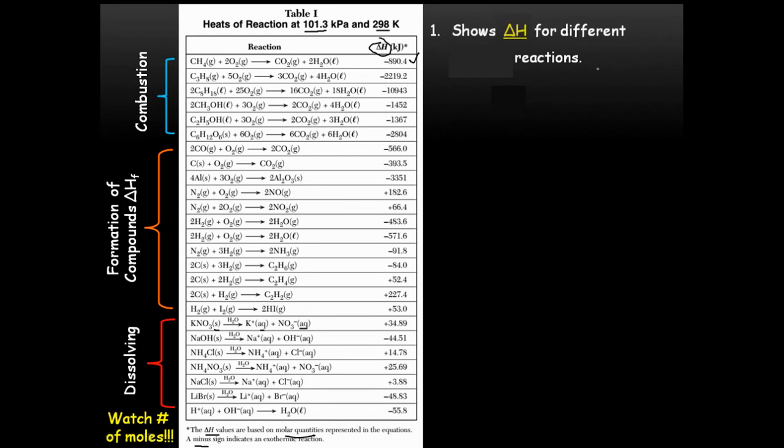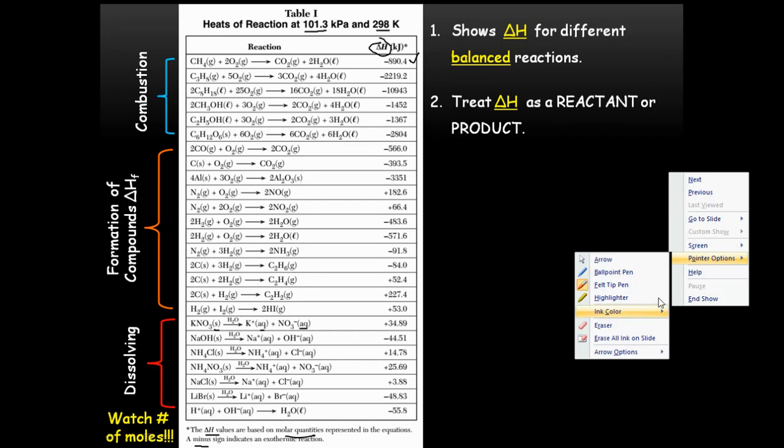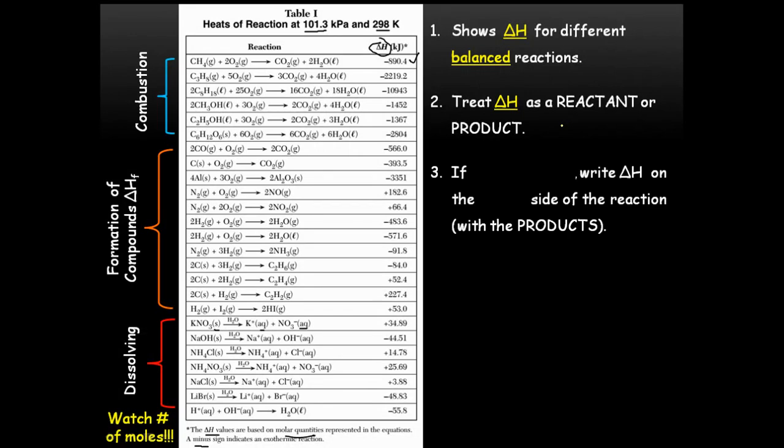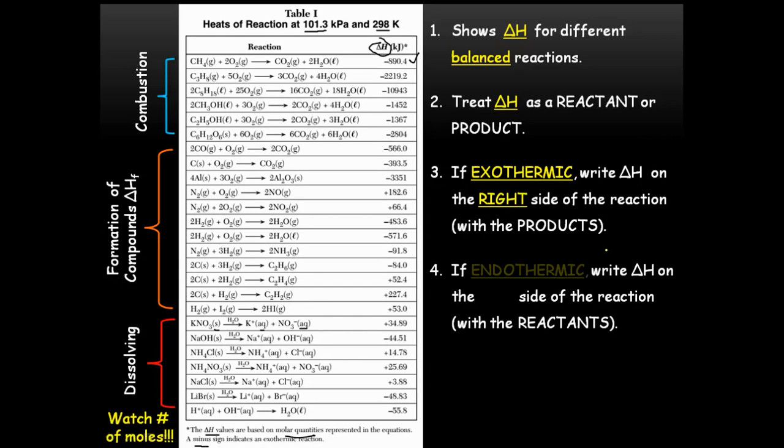So just a quick summary on this. What does Table I show us? It shows us the delta H for various balanced reactions. We're going to make sure we treat the delta H as a reactant or a product. It's important to know that when you change the balancing of the equation, you multiply the ratio by a number, and you'd also be changing the delta H as well. If it's exothermic, you're going to write the delta H on the right with the products, and if it's endothermic, you're going to write it on the left with the reactants. We'll see how to do that next.